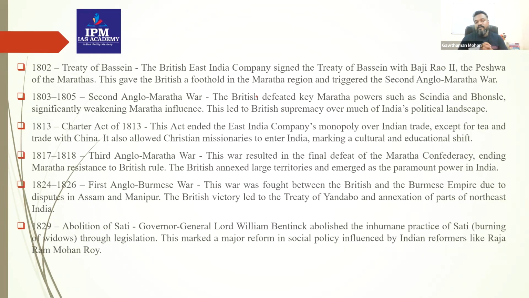Now, the Treaty of Bassein. The British East India Company signed the Treaty of Bassein with Bajirao II. Bajirao II belonged to the Maratha Empire, the Peshwa of the Marathas, and this gave the British a foothold in the Maratha region and triggered the Second Anglo-Maratha War. Initially they had an agreement with the Marathas, ensuring that they were not joining hands with the Mysore kingdom, and now they are trying to attack the Marathas. Okay, so that is the Treaty of Bassein.